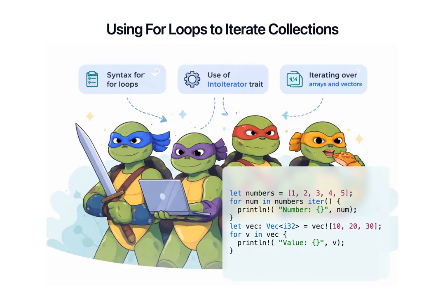For loops in Rust are used to iterate over collections like arrays and vectors. They leverage the Iterator trait, allowing concise and efficient traversal of elements in a collection.